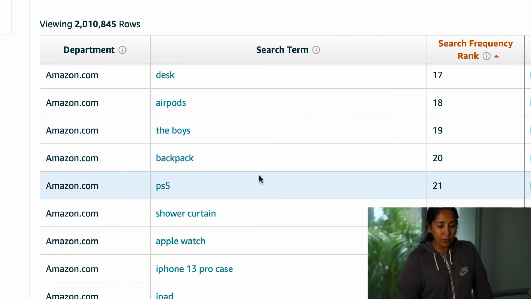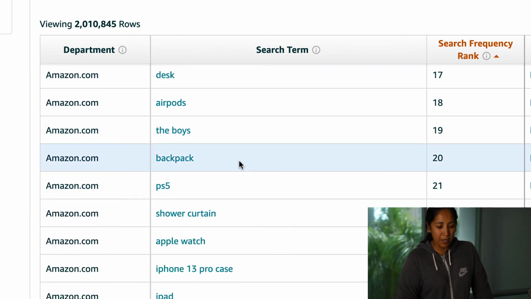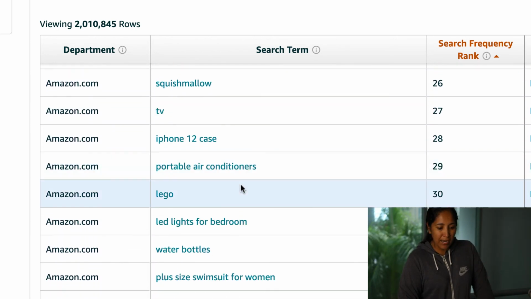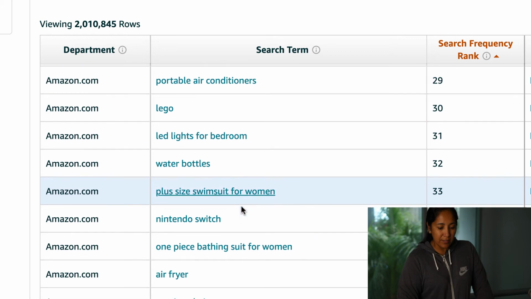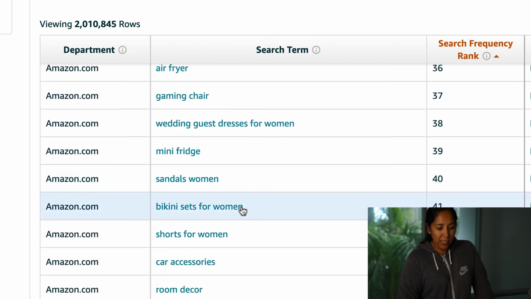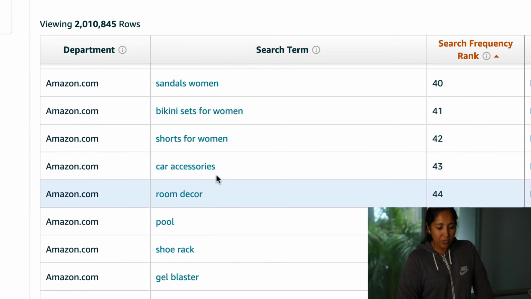Here we have the boys. Here we have backpack, because a lot of people are probably preparing their kids to go back to school. Squishmallow, which has been pretty hot. Lego, which shows us that it's evergreen. But there's really not a lot of holidays for July. All that we see is car accessories again. Room decor, probably people preparing their kids to go to college.